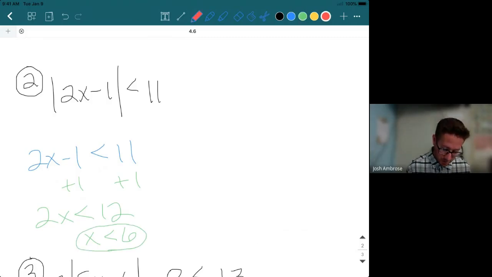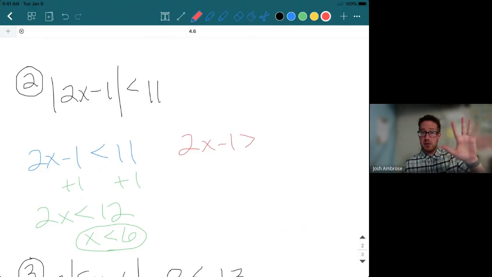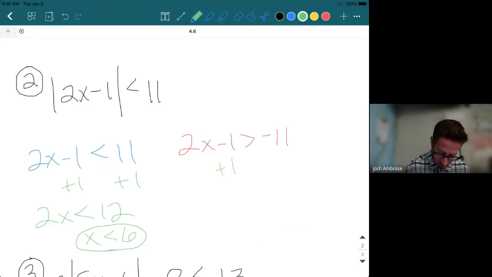Now let's rewrite it. 2x minus 1. Notice that doesn't change, but here comes the changes. Flip the inequality sign. It now says greater. And notice how it started as a positive 11. Now we're going to write negative 11. And now proceed with the second equation. Add 1, 2x greater than now a negative 10, x greater than negative 5.